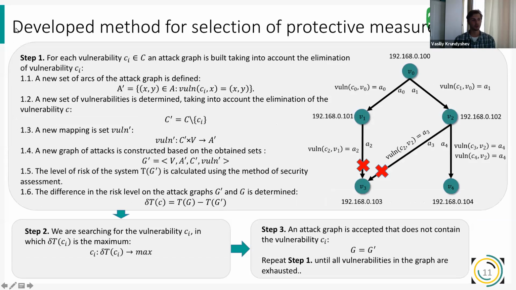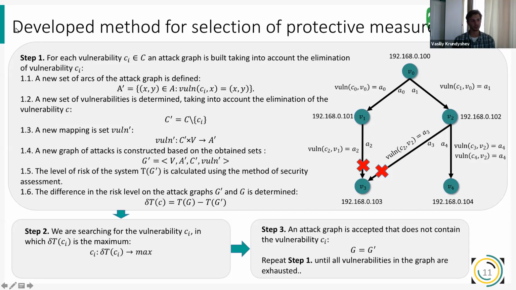The process of selecting the protective measures relies on the indicator of the risk level of the system. The methodology for selection of the protective measures is to search for such a vulnerability C, which will eliminate the highest risk level of the system.